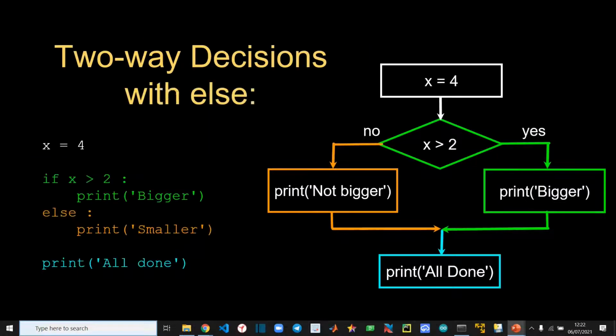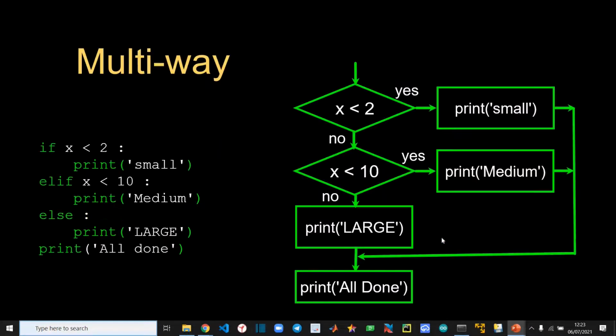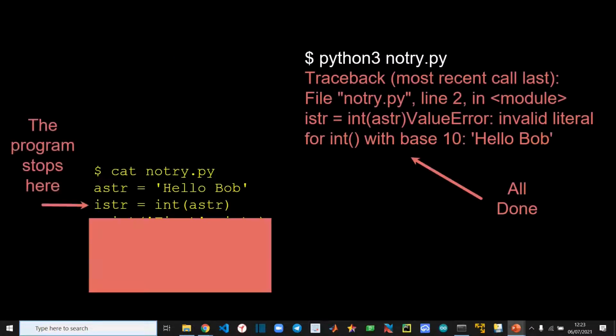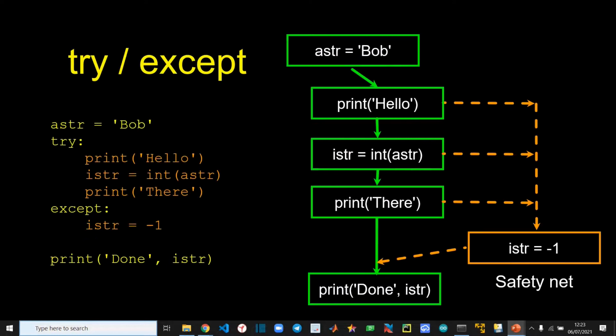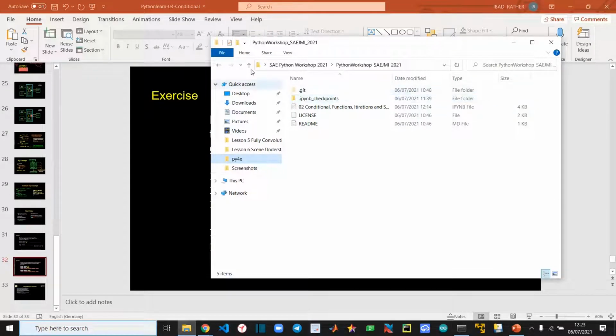Okay, this is something called nested decisions. We did this visualized. This is the program right here. We did something like this. x is equal to 4, and it will compare here. If x is greater than 2, it will say yes, bigger, and else it is smaller. We covered all of this. Try except, you can handle errors. I will come to this later. Let me go to the next slide. I will come to try and except later.